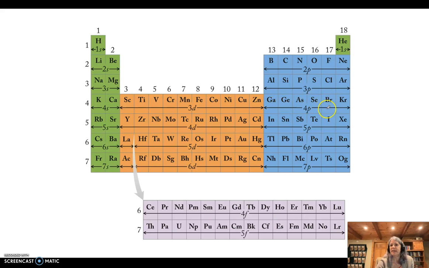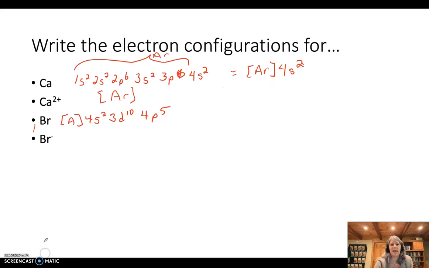Right? And so we see that bromine here is very close to krypton. And if we just added one electron, it would get to the full shell of krypton and be a real happy full shell. And so that's why we form bromine minus, which is bromide, right? If we add an electron, then we'll have argon 4s2 3d10 4p6, which is a full shell, the same as krypton.